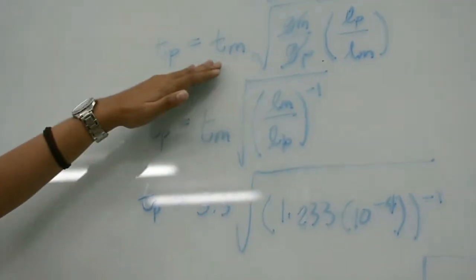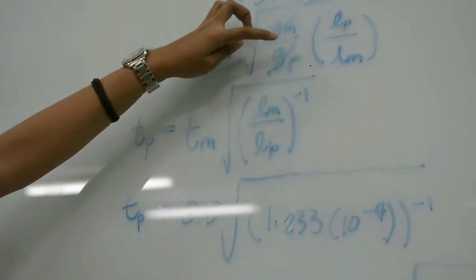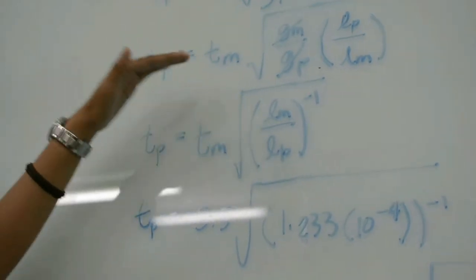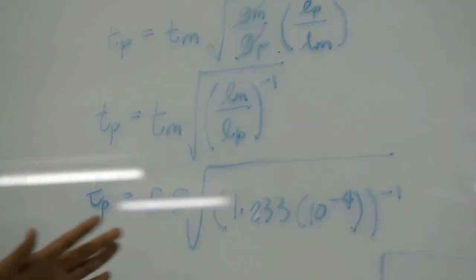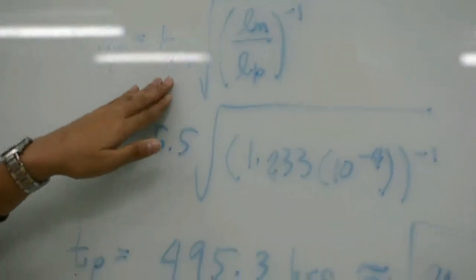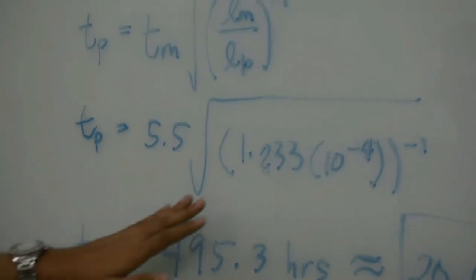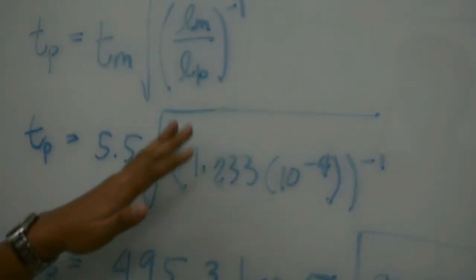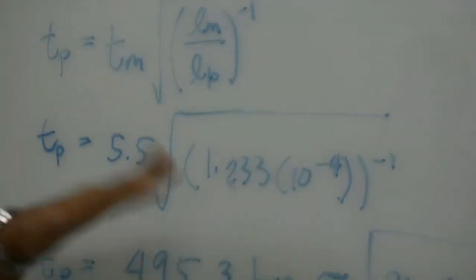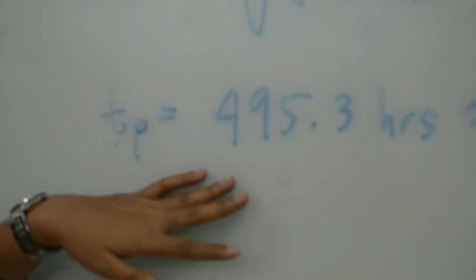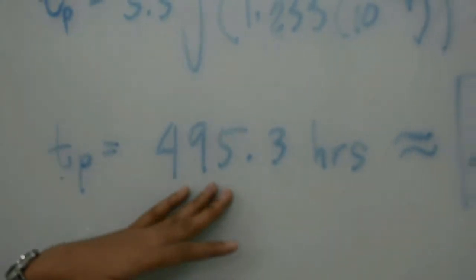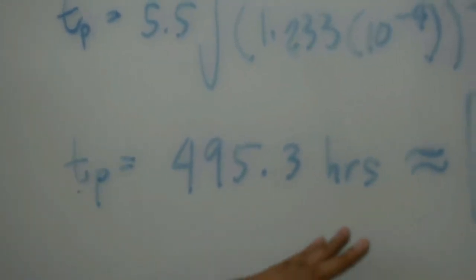So, i-cancel na to ang g because pareha ganina, same, anana to sa earth, so same na sila mag-cancel ang sila kuha. So, ang atong time for the model is given, 5.5 hours, and nakakuha na tag-answer para sa itong LM over LP. So, substitute. Then, makakuha na tayong tag-answer na time for the prototype, 495.3 hours, or which is approximately equivalent sa 20.6 days.